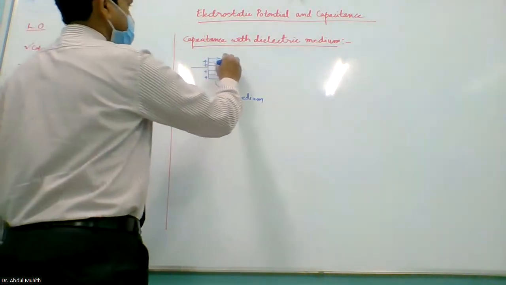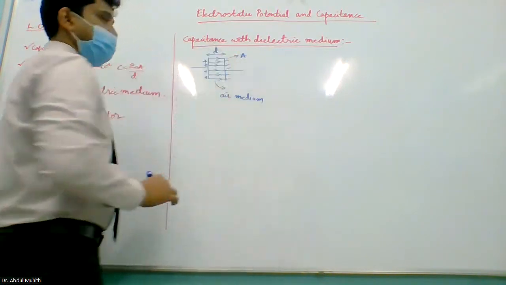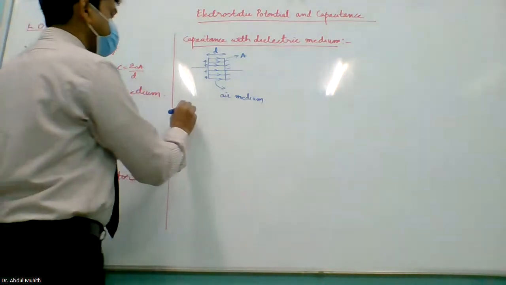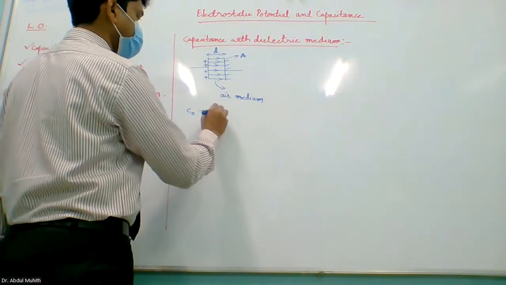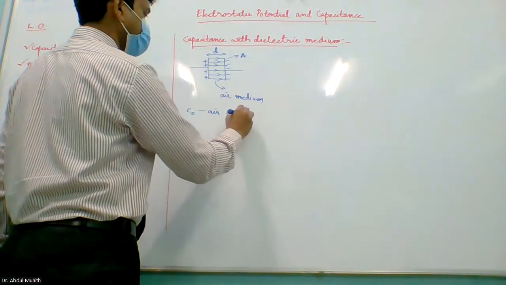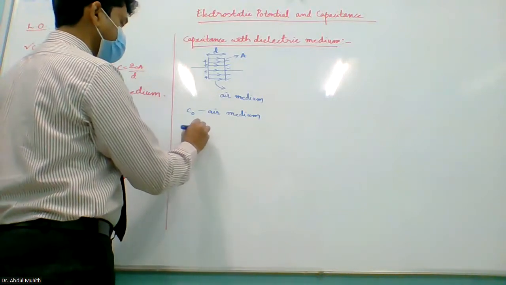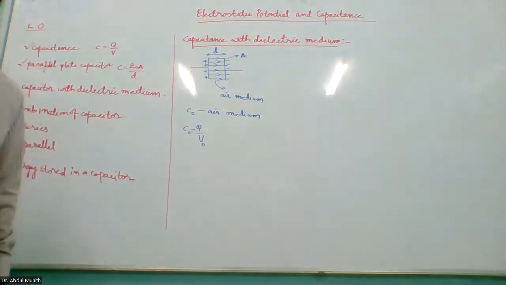So A is the area of the plate, and d is the distance between the two plates. What is the formula we have written? C0 is for the air medium. C is equal to Q by V, so C0 is equal to Q by V0. Is that clear? Yes, sir.